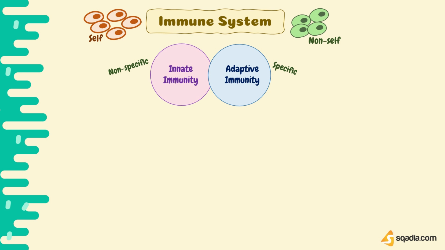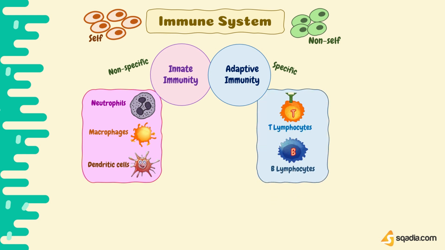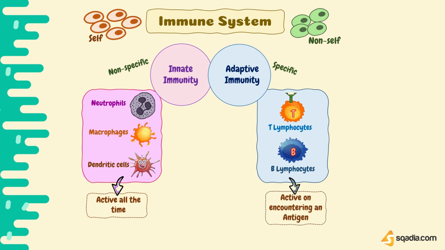In any type of immunity, the cells mainly responsible here are the white blood cells, or leukocytes. But the WBCs involved in innate immunity are neutrophils, macrophages, and dendritic cells, etc. Whereas the type of WBCs predominant in adaptive immunity are T and B lymphocytes. Cells involved in innate immunity are active all the time and ready to do their action. But the B and T cells of the adaptive immune system are normally at rest, but they get activated on encountering an entity referred to as an antigen.